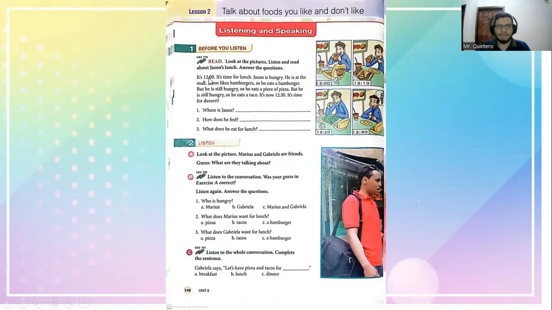It's 12. It's time for lunch. Jason is hungry. He is at the mall. Jason likes hamburgers, so he eats a hamburger, but he is still hungry, so he eats a piece of pizza. But he is still hungry, so he eats a taco. It's now 12:30. It's time for dessert.